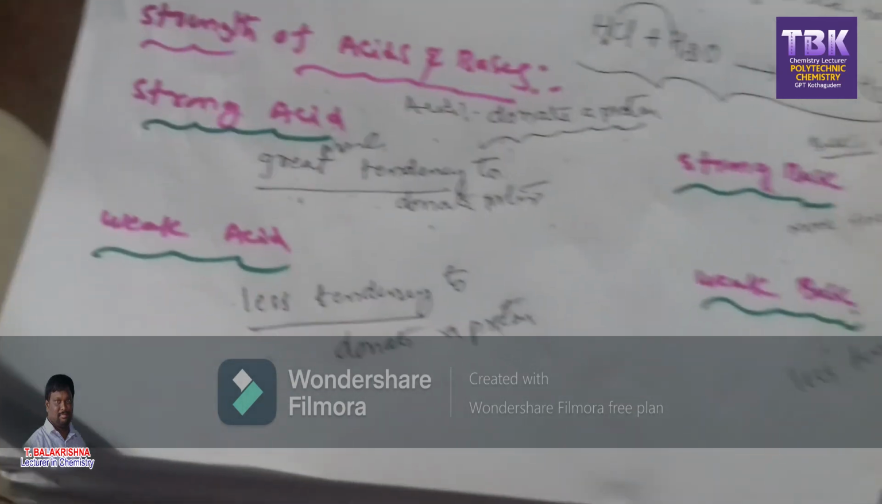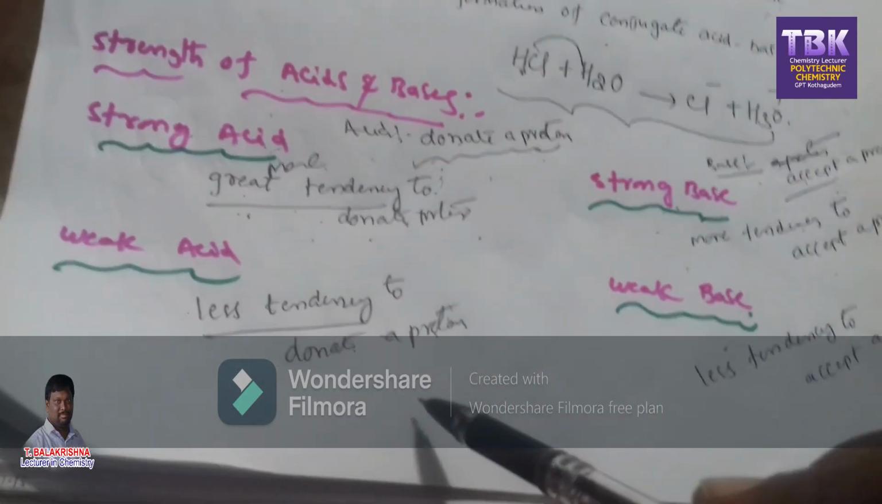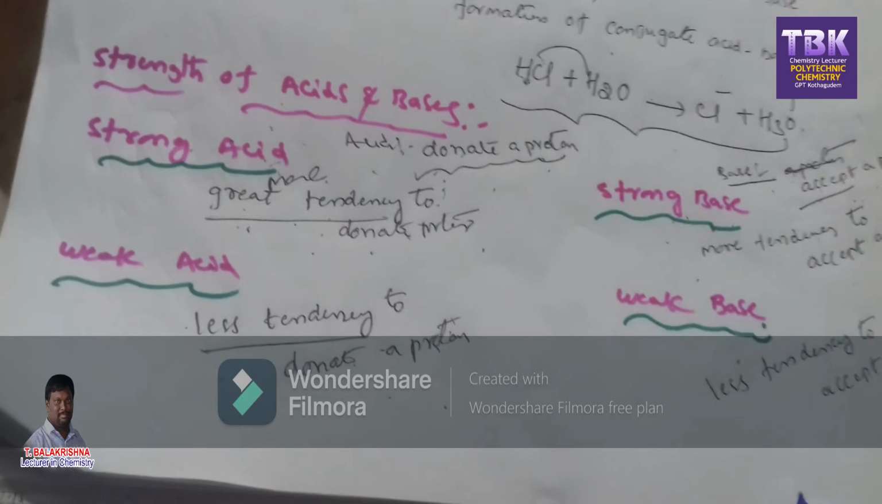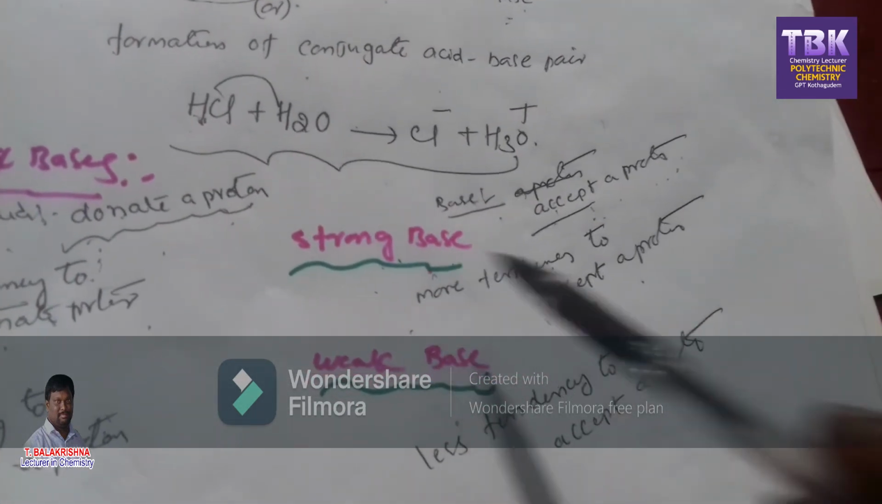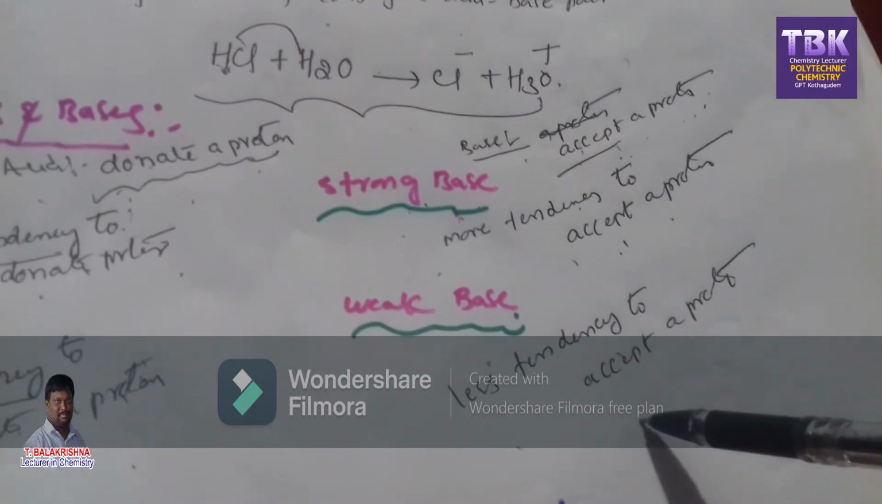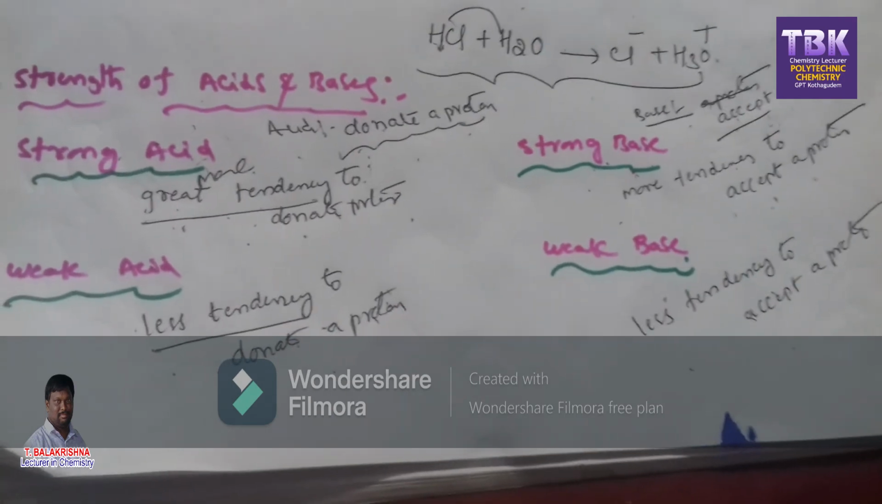Okay. Acid means donate a proton. So more tendency of donating is called strong, less tendency of donating is called weak. Base concept is accepting a proton. More tendency to accept is a strong base, less tendency to accept a proton is called weak base. Okay, right? That is the strength of acids.